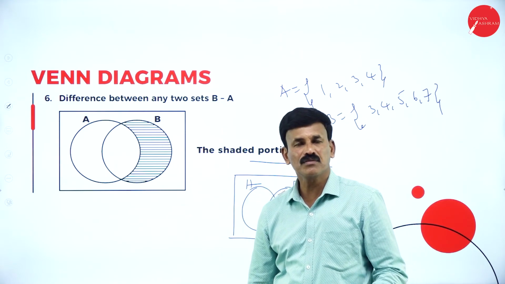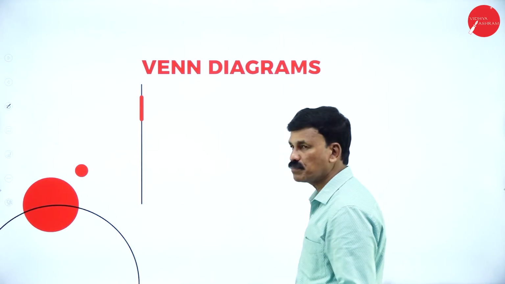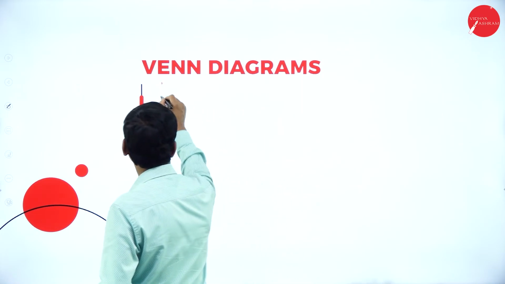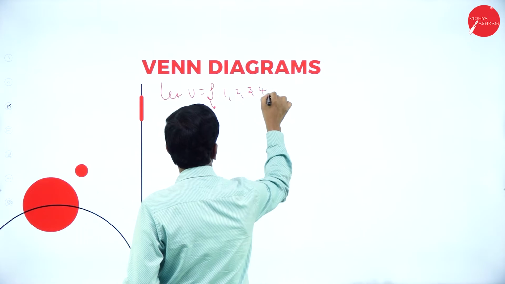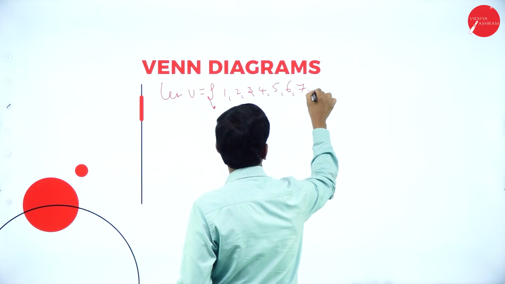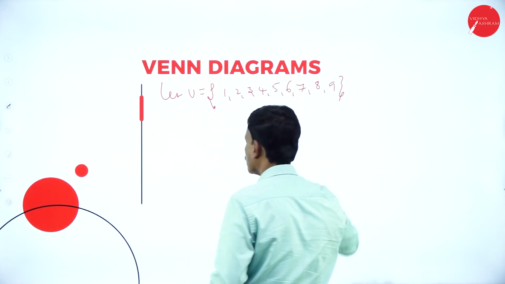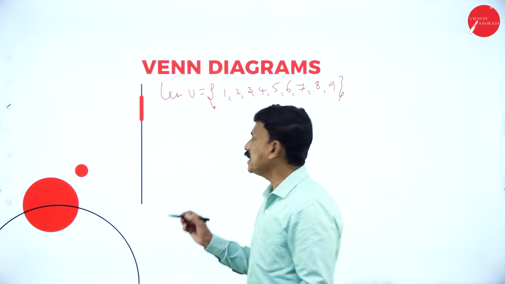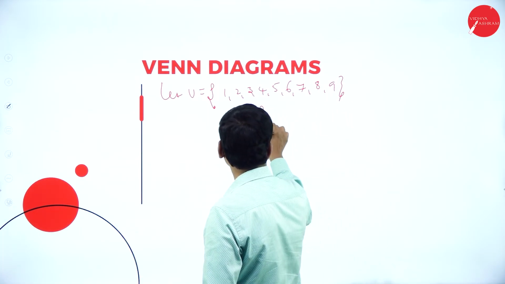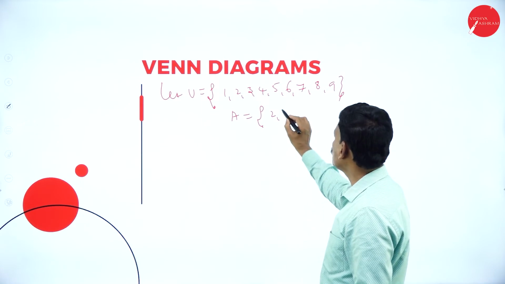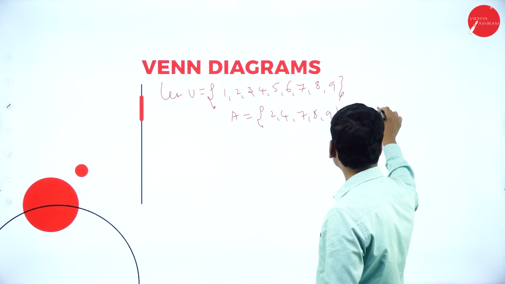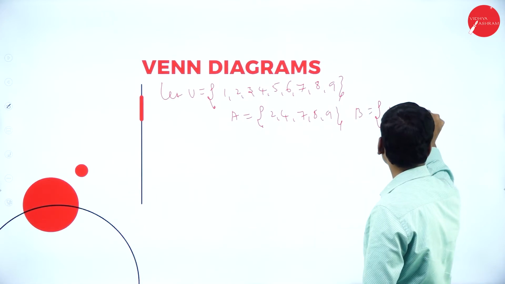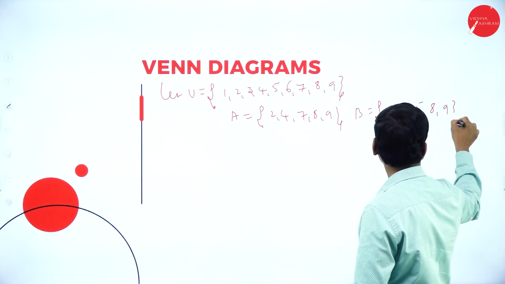Now let me explain one more example. Let U is equal to {1, 2, 3, 4, 5, 6, 7, 8, 9}. Let us take A. Let A is equal to {2, 4, 7, 8, 9}. B is equal to {1, 3, 5, 8, 9}.